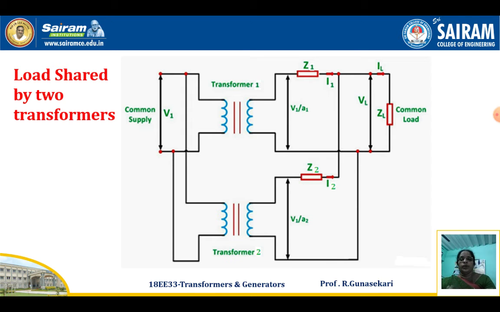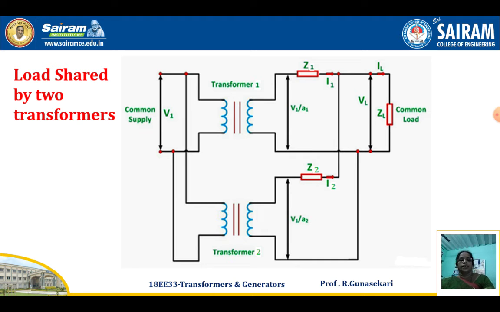Based on the given data, draw the circuit diagram for our clarification only. For load sharing, current sharing or parallel operation, whatever it may be, the supply voltage is common for both transformer 1 and 2. Then Z1 and Z2 are the impedances of transformer 1 and transformer 2 respectively. I1 and I2 are the currents of transformer 1 and 2.